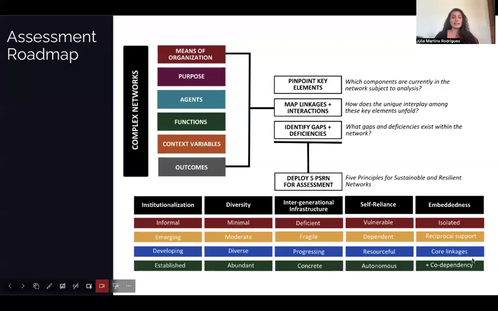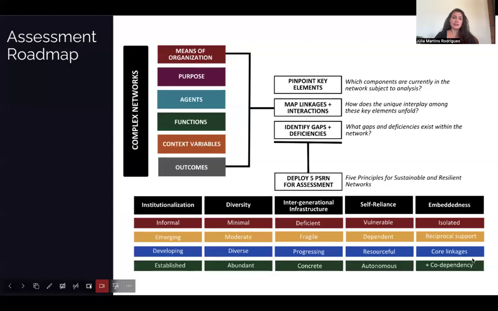Here we present an assessment roadmap that allows us to explore the strengths and vulnerabilities of networks. This roadmap connects the network elements, the means of organization, purpose, agents, functions, context variables, and outcomes within the 5 guiding principles for sustainable and resilient networks: institutionalization, diversity, intergenerational infrastructure, and self-reliance and embeddedness.